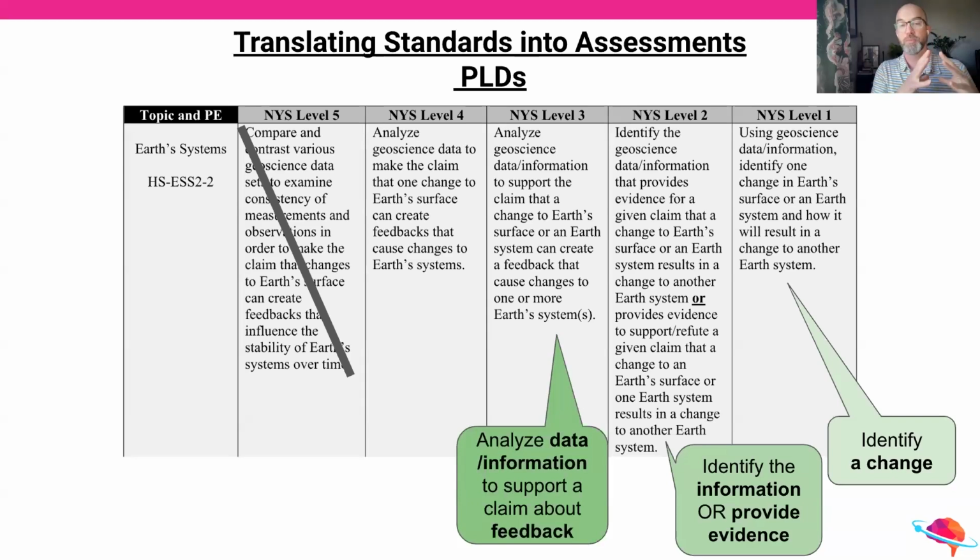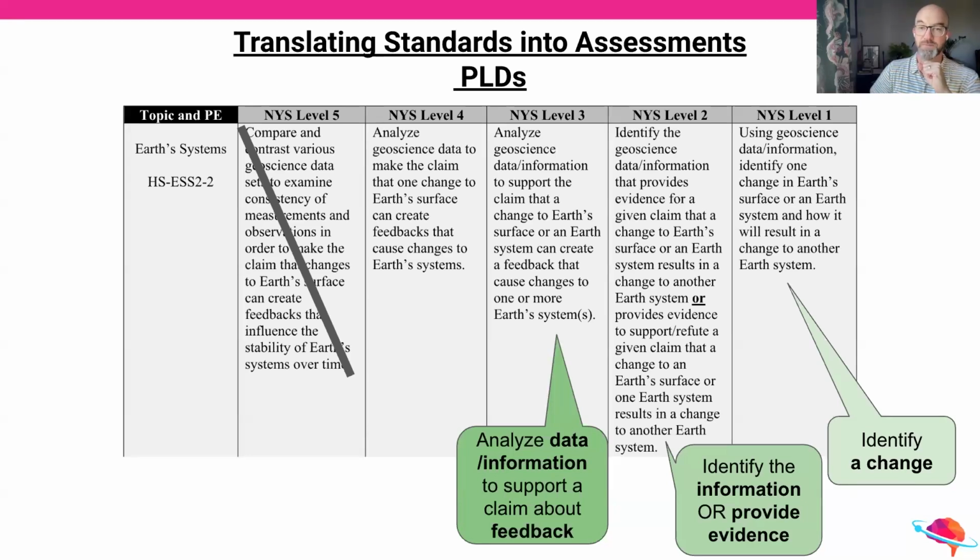So this is almost there. For level 3, students have to analyze data or information to support a claim about feedback. So that's really, really important here. It has to be feedback that causes change to one or more Earth systems. They need to be analyzing data or information. They're not just identifying things. They're not identifying the information or identifying a change. They're not analyzing that data. So there needs to be something more that they're doing rather than just pointing to something and saying that's the thing.